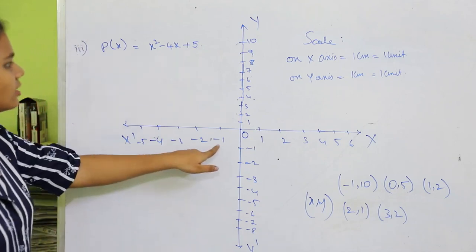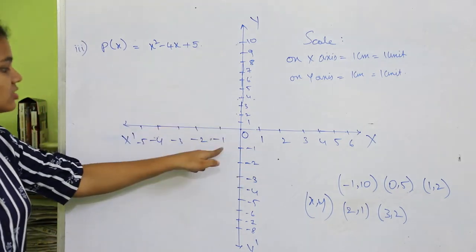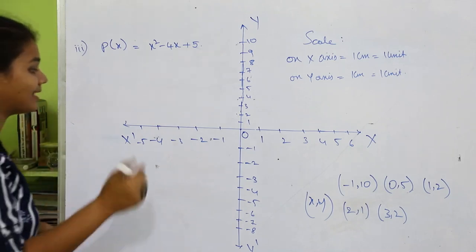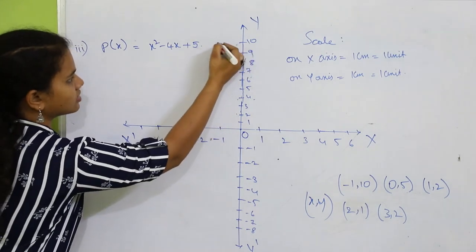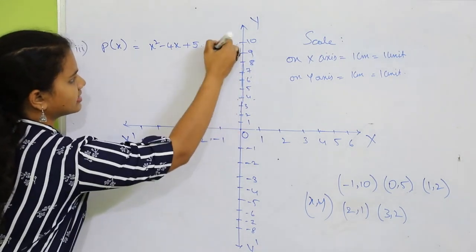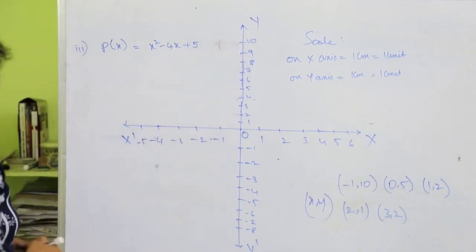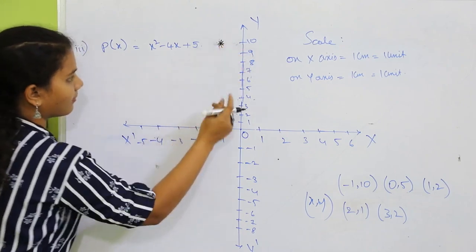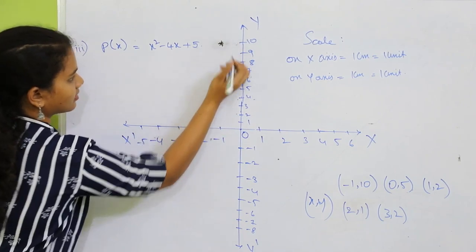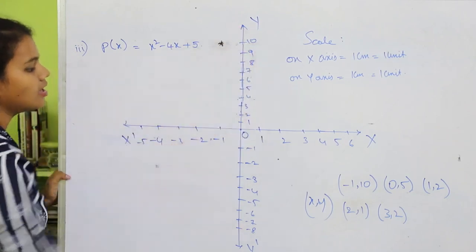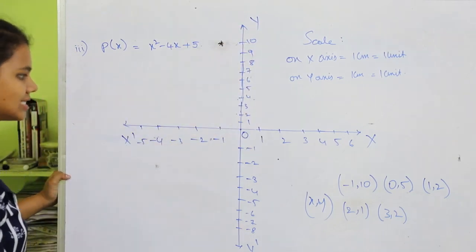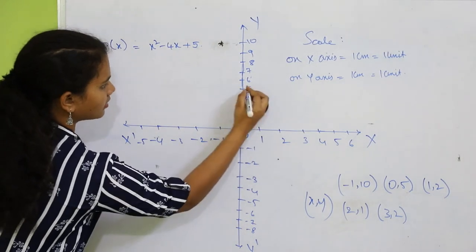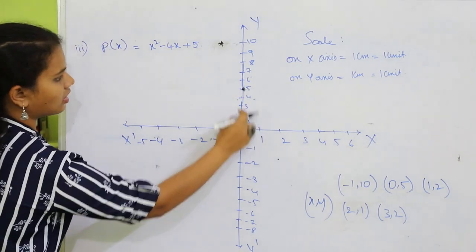Now what you do is plot -1 comma 10. Where the x-axis is -1, the y-axis will be 10. The marker is not working, but we'll go with that. So the point forms somewhere here. Clear? Next, 0 comma 5. The x-axis is 0 and the y-axis is 5, so the point forms here.